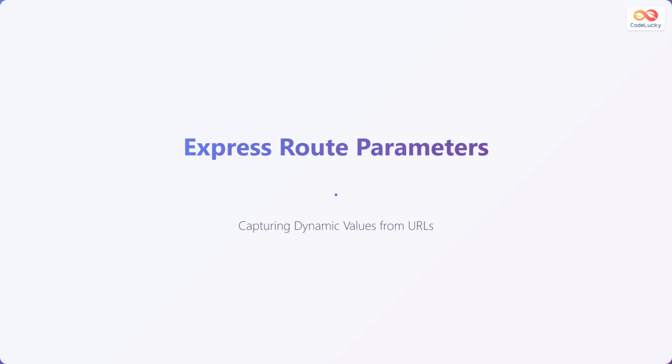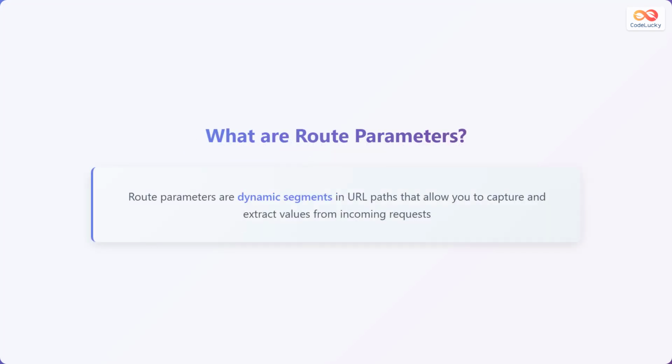In this video, we will explore Express route parameters and how they allow us to capture dynamic values from URLs. Route parameters are dynamic segments in URL paths that allow you to capture and extract values from incoming requests. These parameters provide a way to make your routes more flexible and capable of handling various inputs.